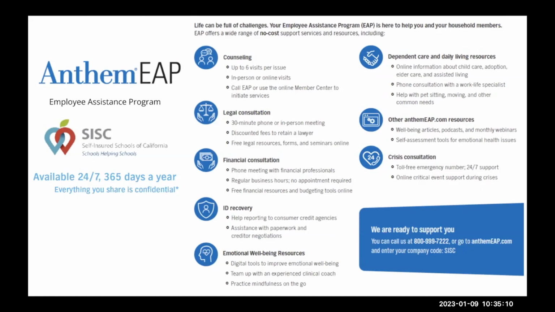And then your company code is SISC, SISC. And what SISC is, it's our medical processor. They are the ones who we get our insurance through. It's Self-Insured Schools of California. So it's a group of us, we go together, and all of our medical insurance is self-insured through SISC, and this is how we get better rates. That's why you use that company code SISC and not Fullerton School District.